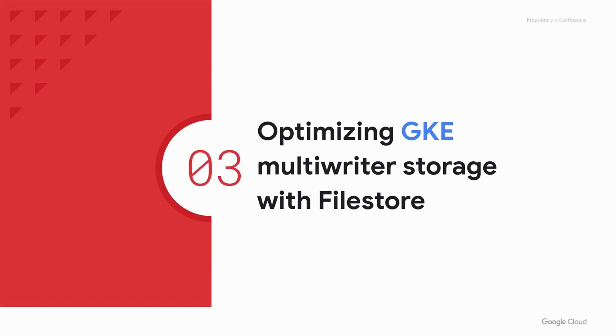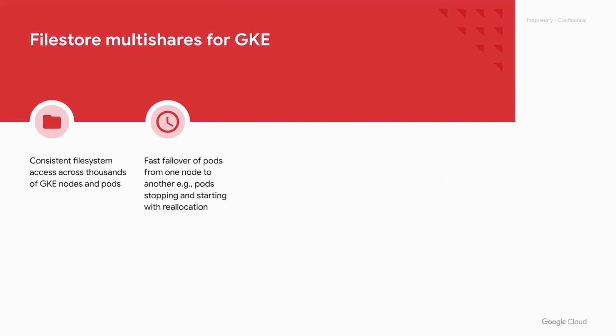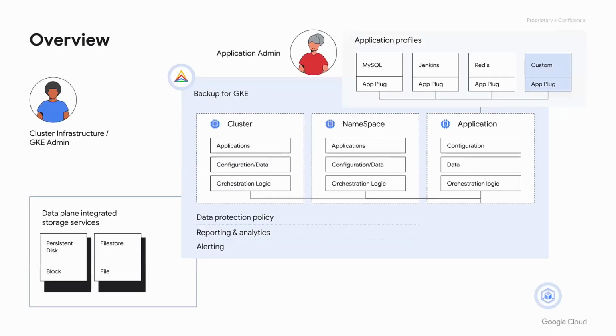I'm going to quickly cover the other feature before we jump to a demo, which is Multiwriter storage for Filestore. So I noticed cloud storage wasn't part of that data plane. You've got persistent disk and Filestore, but not object. The way we're looking at it, at least initially, is how do we protect the primary volumes for the pods.